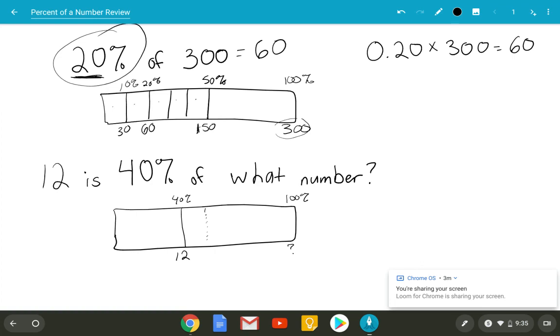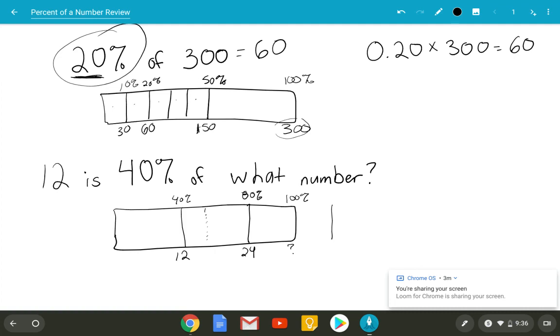There are lots of different things we could try. We could just try to get as close to 100% as we could. So if we have 40%, and we add another 40%, these two are about the same size. That would be 80%. And then we add another 12, that would be 24. So we know that 80% of this same number is 24. That's still not going to help us though, because if we added another 40%, that would be 120, which is more than what we need.